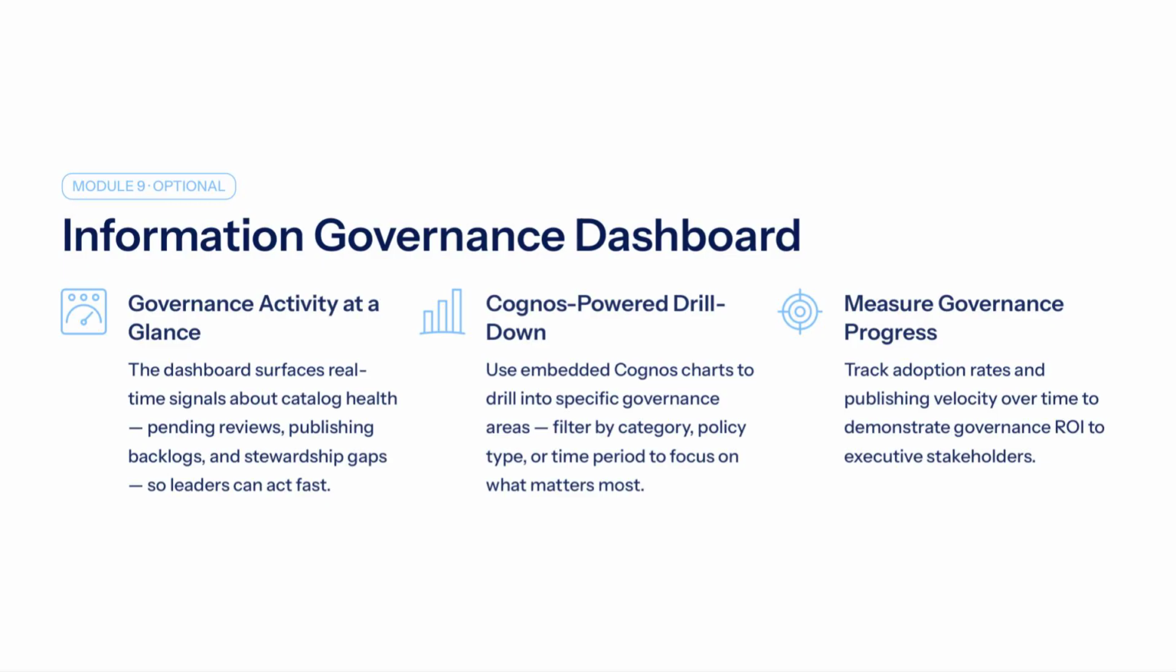In addition, the catalog includes a suite of analytics and reporting tools, such as the Cognos-powered Information Governance Dashboard. This dashboard enables users to track key metrics and measure governance progress, including adoption rates, publishing velocity, and stewardship gaps. With the dashboard, executives can quickly identify trends and patterns and take swift action to address issues. By leveraging these tools and resources, organizations can ensure effective information governance and achieve their goals.